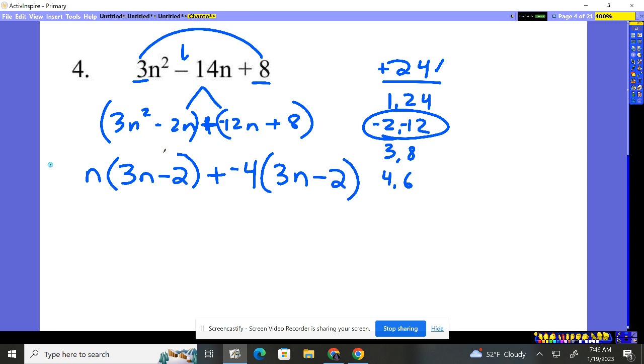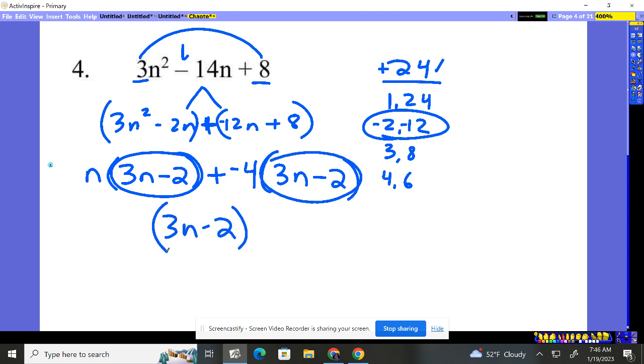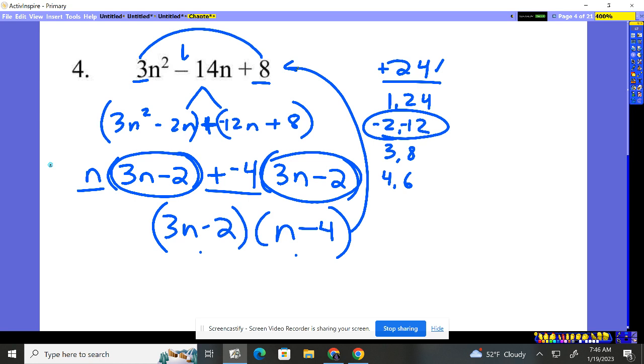And now you will notice this piece and this piece are exactly the same. So that's one of the binomials we're using because it technically is factoring out. And I then have an n plus negative 4. I will change the plus negative 4 just to say minus 4. There's problem 4. This binomial times this binomial multiplied together gives you that trinomial. So we have factored it.